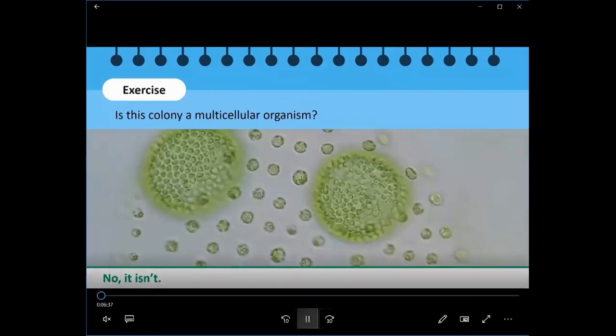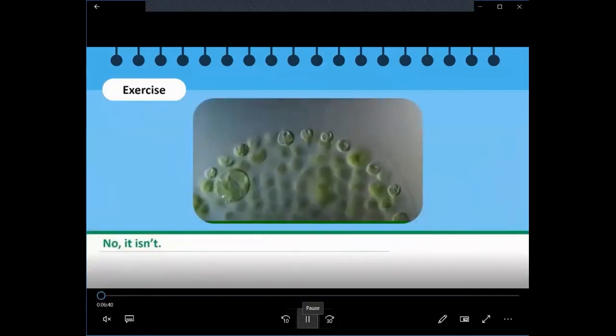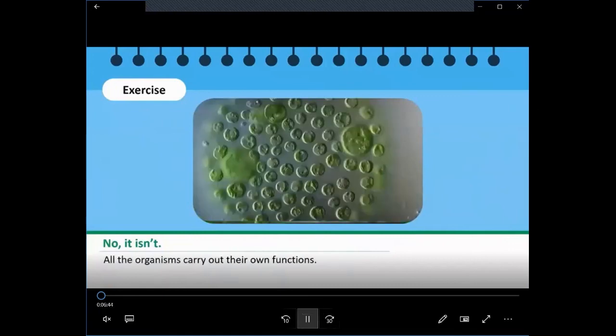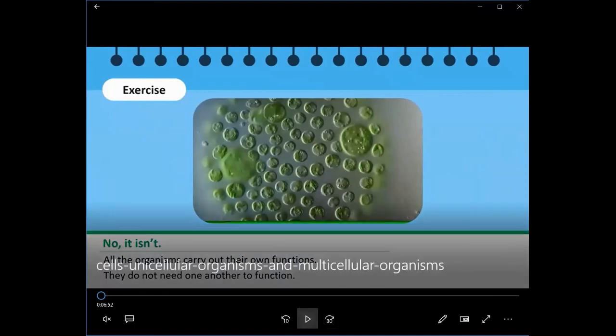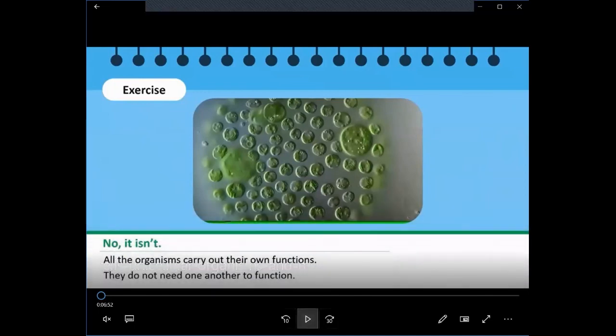No, it isn't. A unicellular organism can carry out all life processes on its own. They do not need each other to function. Like if one of the cells dies, the other one can continually function on its own. Totally different in a multicellular organism.